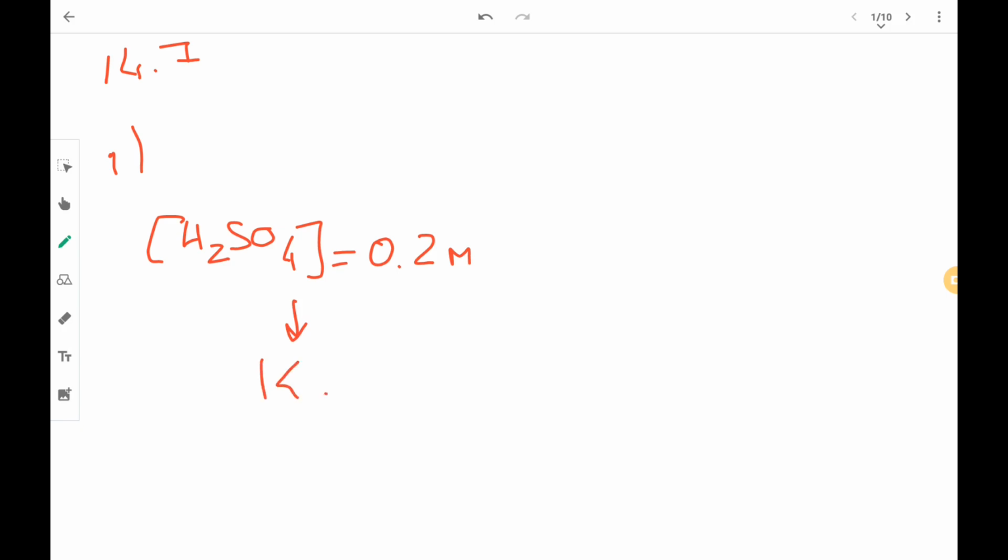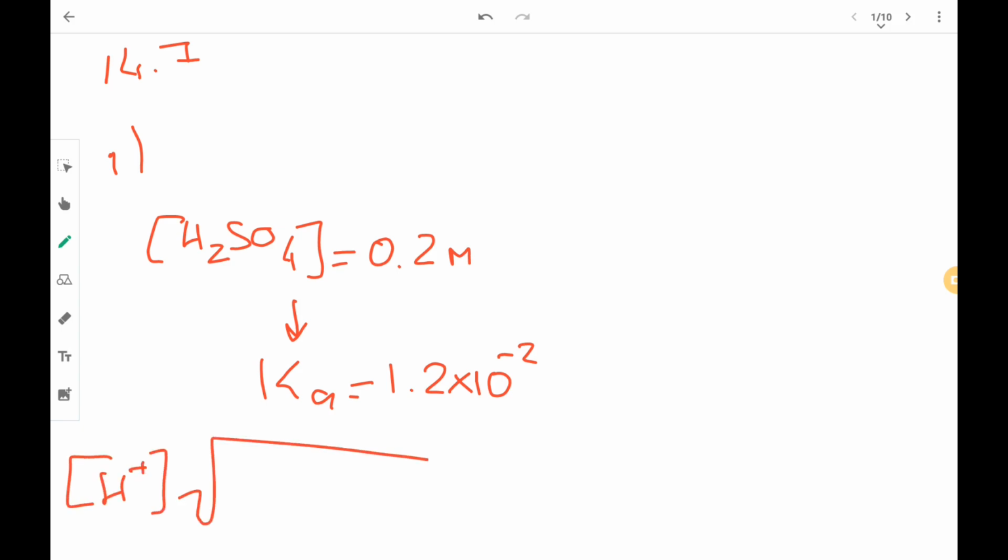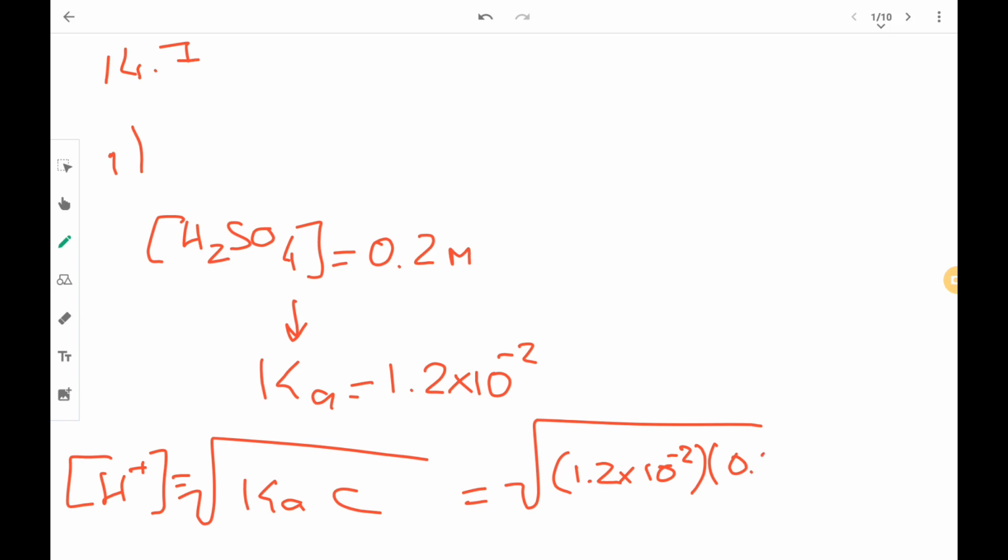14.7 and 14.8, they're all similar. 14.7, question 1, they give you the concentration of H2SO4 to be 0.2 molar. They also gave you the Ka of H2SO4 to be 1.2 times 10 to the minus 2. They want you to find the pH. So the concentration of H plus is radical KaC, which is radical 1.2 times 10 to the minus 2 multiplied by 0.2.